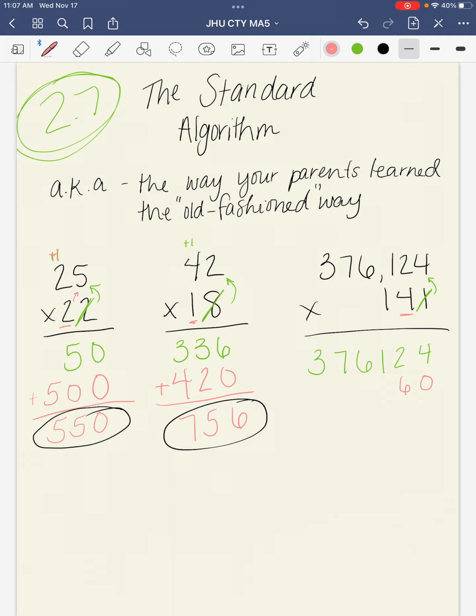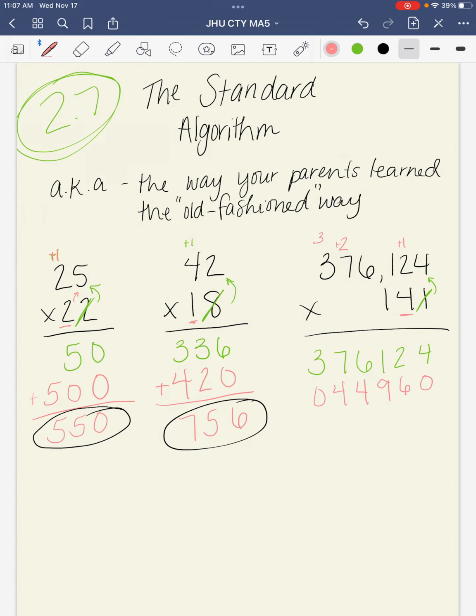4 times 4 is 16. Carry my 1. Make sure that's a plus. 4 times 2 is 8. Plus 1 is 9. Nothing to carry. 4 times 1 is 4. Keeping my numbers lined up. 4 times 6 is 24. Put my 4 down, carry my 2. 4 times 7 is 28 plus 2 is 30. So carry my 3. 4 times 3 is 12 plus 3 is 15. Whew, that was a big one.